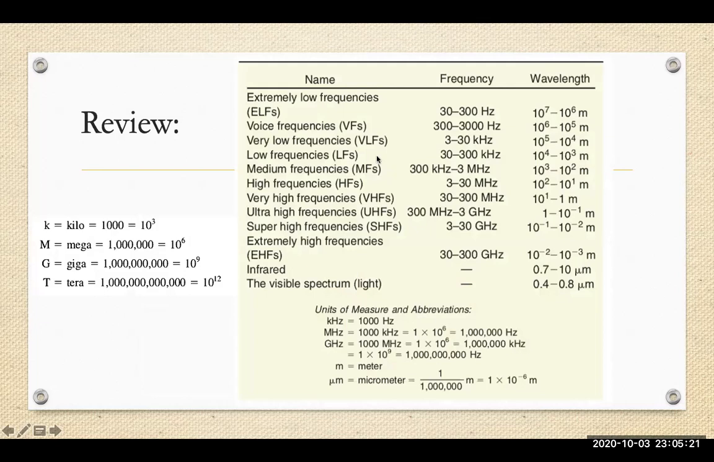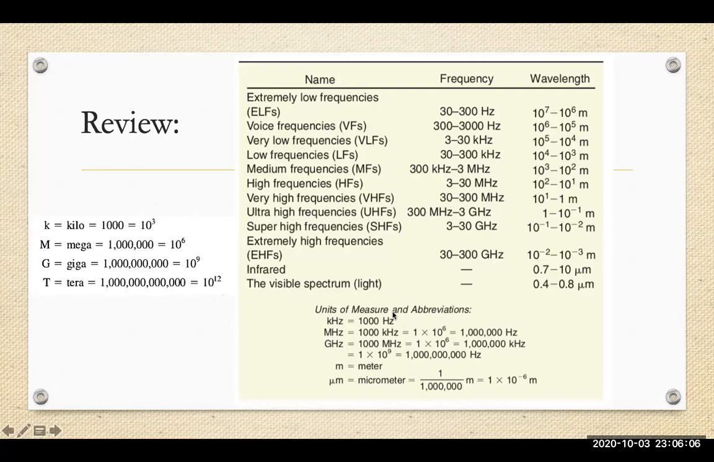Now let's review some of these in the electromagnetic spectrum. This is the electromagnetic spectrum for electronic communication. Here we have the most frequently used prefixes. K represents kilo. Kilo means 1,000, 10 raised to 3. M is for mega. This is 1 million or 10 raised to 6. G is for giga or 1 billion or 10 raised to 9. And we have big letter T to represent tera or 1 trillion or 10 raised to 12.